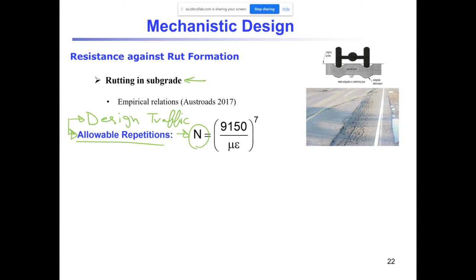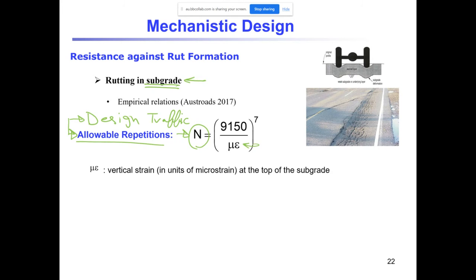So it is simple. This n, or allowable repetition, is a function of the strain, that critical strain that we calculated by using CIRCLY at the top of the subgrade level. You can simply calculate the strain, put it in this equation, determine the allowable repetition, and compare it with the design traffic to see whether rutting takes place in the structure of the pavement or not.